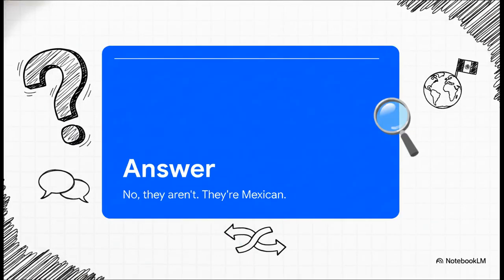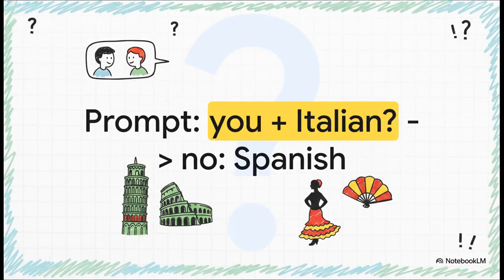Did you figure it out? The correct answer is, no, they aren't. They're Mexican. Excellent job if you use the contraction aren't. Notice how beautifully we combined the short negative answer, no, they aren't, with the new correct information, they're Mexican. This is exactly how native speakers converse in real life. Let's try building a complete mini conversation in your head now.